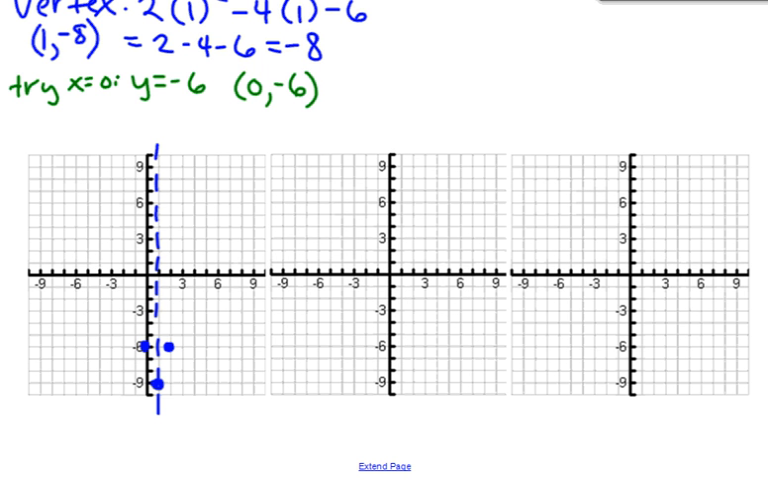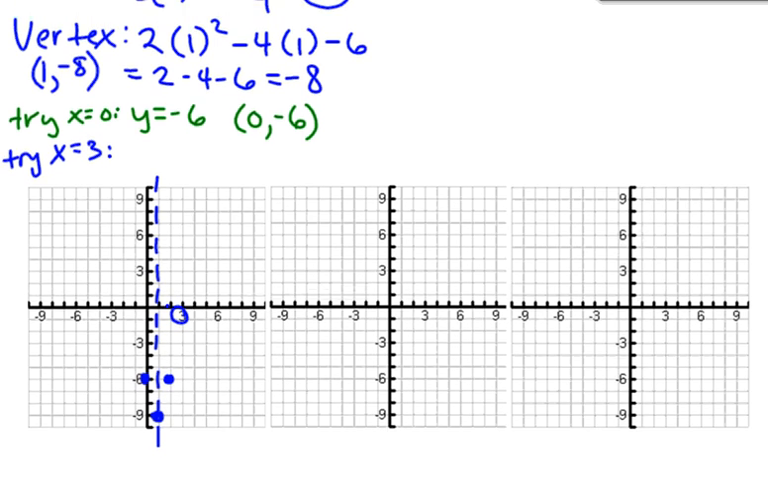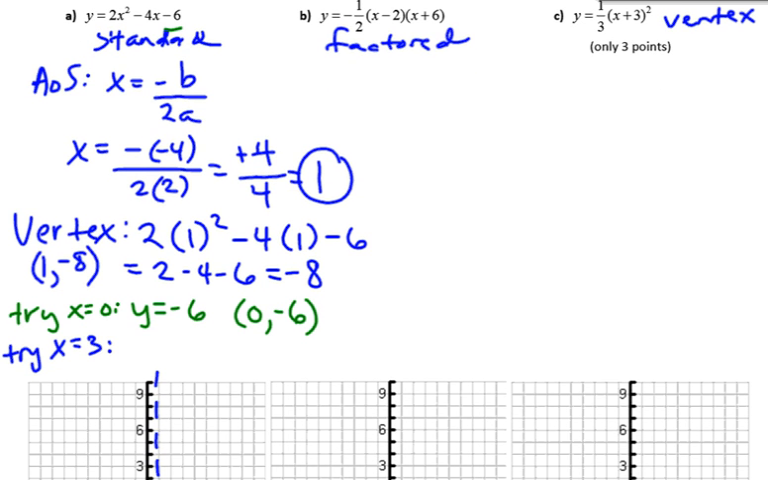And so now I need one more point. I won't try 2 because I already have that point with symmetry. So I'm going to try 3. Okay, so try x equals 3. Since I don't have any weird fractions going on with this equation, then 3 should be safe. So I'm going to plug in 3. You get 2 times 3 squared minus 4 times 3 minus 6, which gives me 2 times 3 squared. 3 squared is 9. 9 times 2 is 18, minus 12 minus 6.